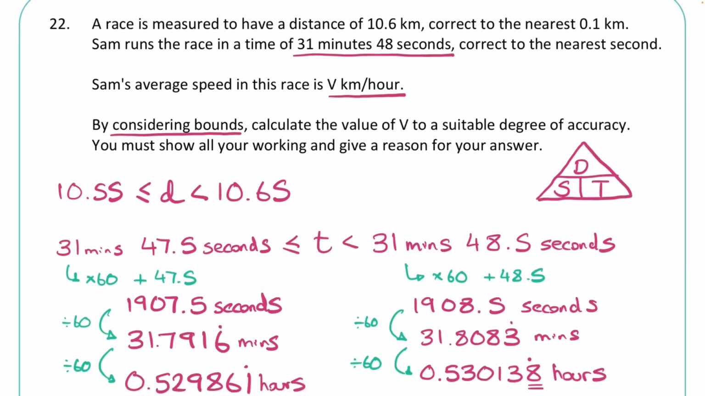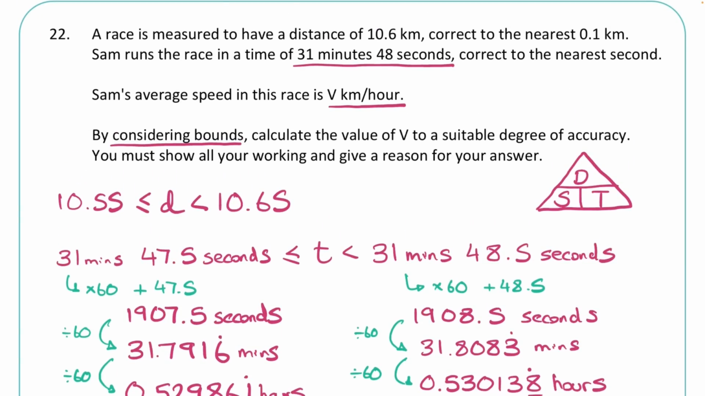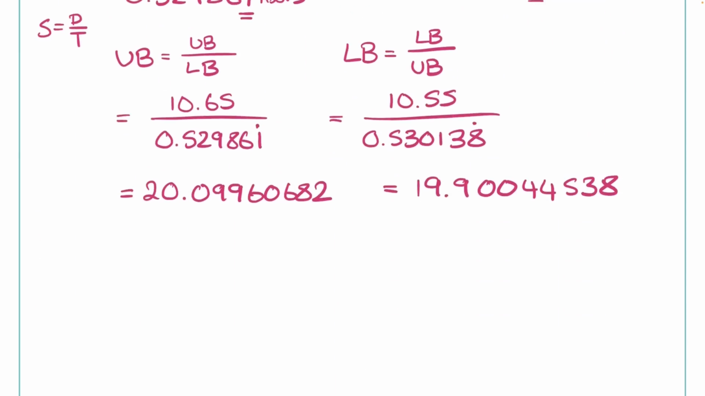And it says here in the question, by considering bounds, calculate the value of E to a suitable degree of accuracy. You must show all your working and give a reason for your answer. So I need to figure out, by looking at these two numbers, how they are both going to round to the same number. If I look at the two numbers, you can see even before the decimal point there, those numbers are different. So one's a 20, one's a 19. So I'm not going to need to go super accurate here. I'm not going to need to go into the 3 decimal place positions because they're not going to round the same to 1 decimal place. To 1 decimal place, one of them's 20, one of them's 19.9. So I'm going to have to go even less accurate, so just to here.